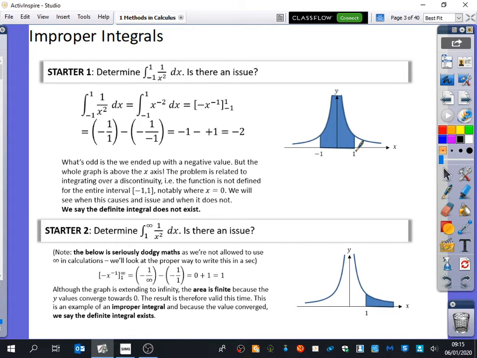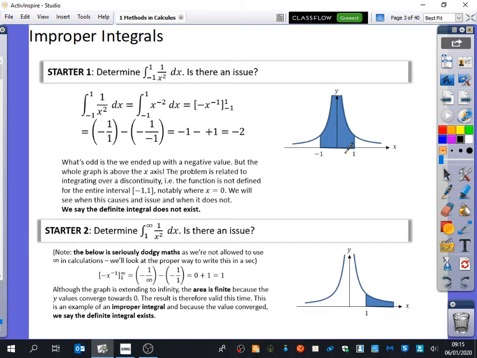But look what happens when we integrate this. So first of all, we've rewritten it in its indices form. We've actually done the integration with the limits 1 and minus 1. And when you substitute in those values for 1 and minus 1, you get minus 1 minus positive 1, which is minus 2. Obviously, this area is not minus 2. Why can it not be minus 2? Not under the graph. Because it's not under the graph, okay?